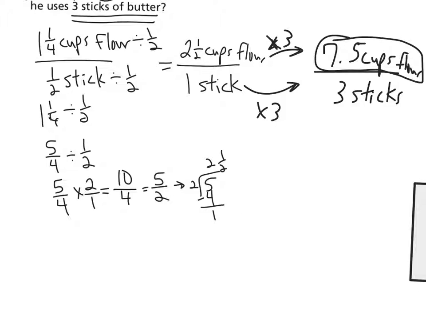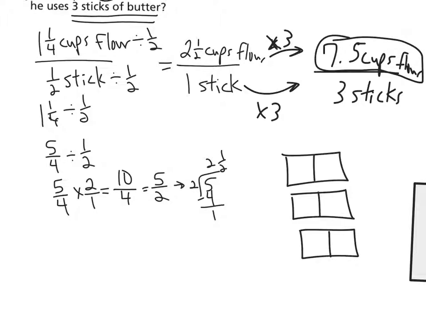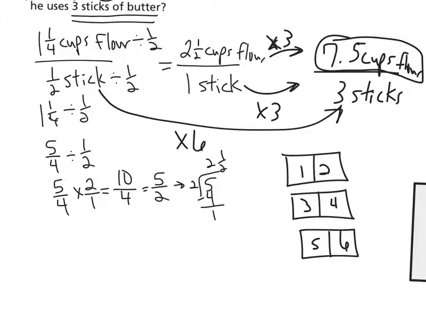The other thing you could do on this problem is if you recognize that if I've got a half a stick of butter and I'm trying to get 3 sticks of butter, 3 sticks of butter is equivalent to 6 half sticks. So you could just directly take the half stick that we were given and multiply it by 6. So 1 1/4 times 6, or 1.25 times 6, and you'll get that same answer.